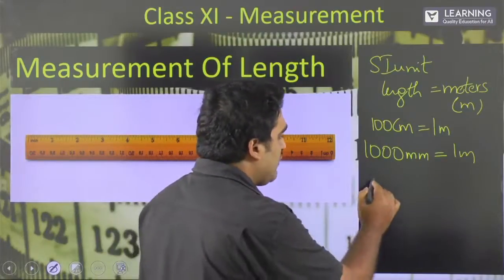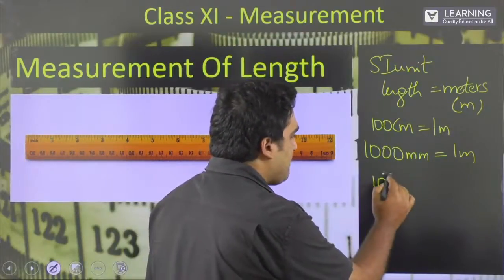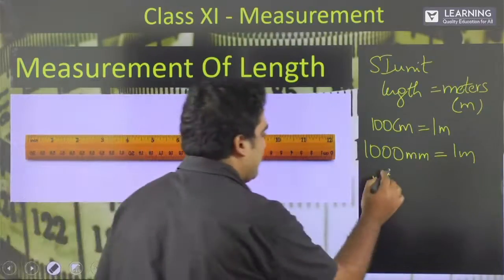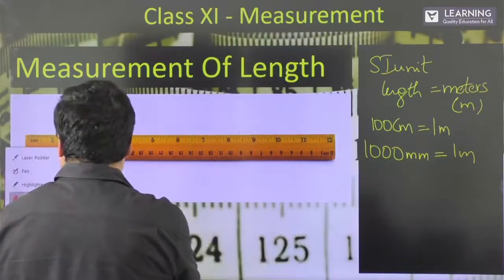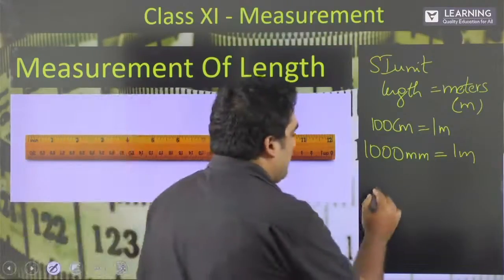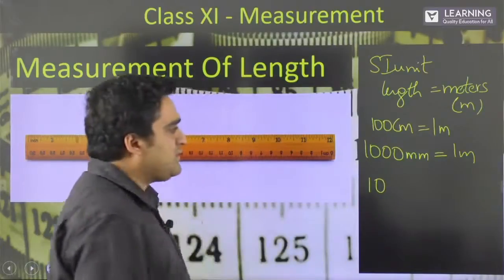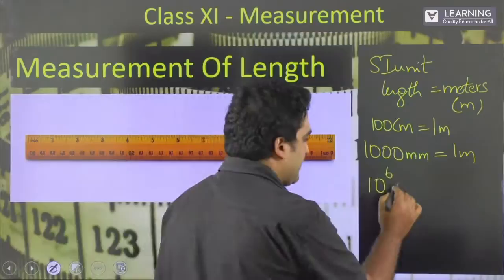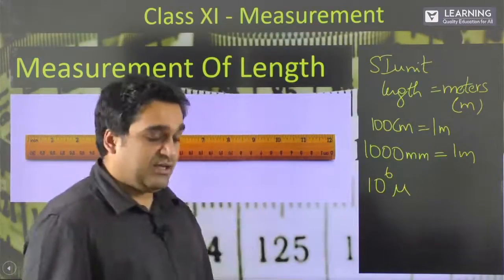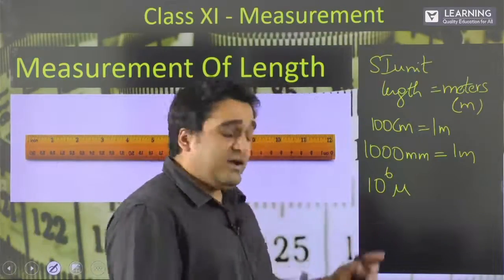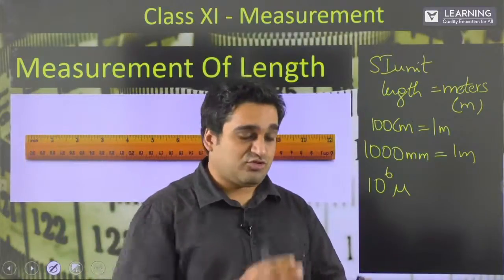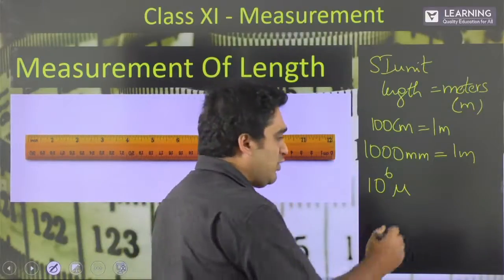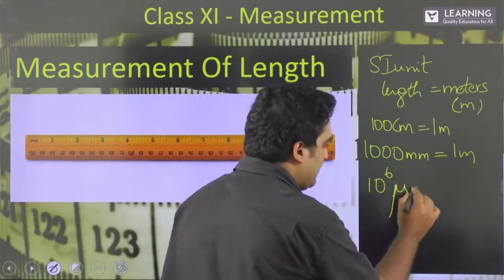For example, if you break the scale into 10 to the power of 6 parts, that would be like 1 with 6 zeros. So you break the scale into so many parts, then one part is what is called a micrometer.